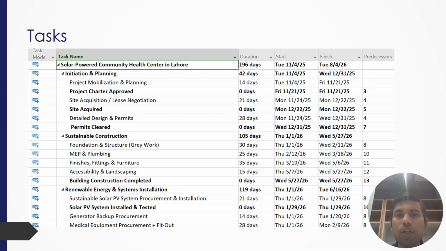This slide shows the complete timeline of the solar-powered community health center with the total duration of 196 days from November 2025 to August 2026. This project starts with the initiation, planning, including the site acquisition, design and permit phase.